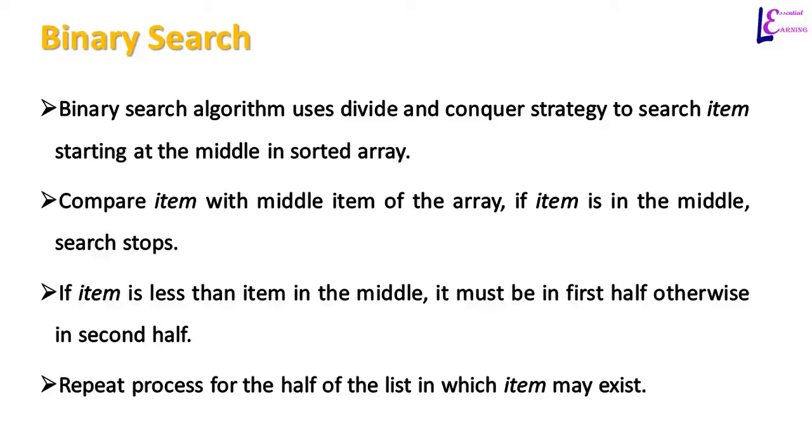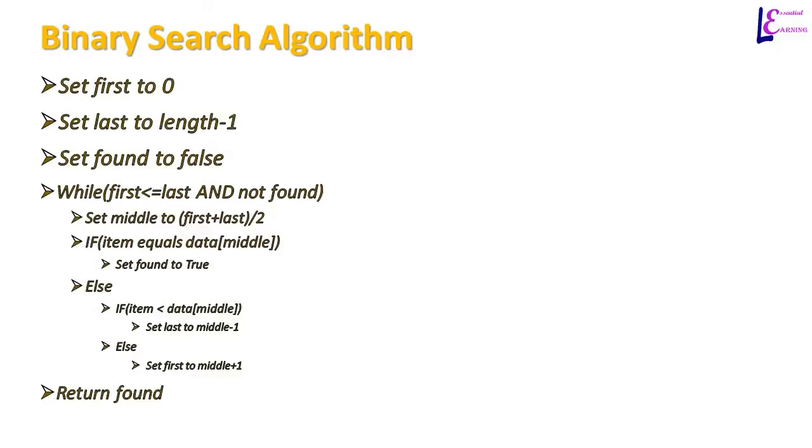If search item is less than the middle item, it will be present in first half. If search item is greater than the middle item, it will be present in the second half. This process is repeated for the half of the array in which item might exist. With each comparison, array portion will be reduced to half. Search will stop if item is found, or array where item might exist is empty.